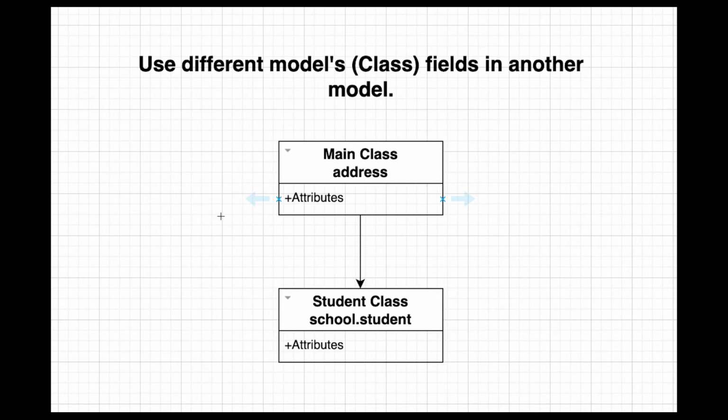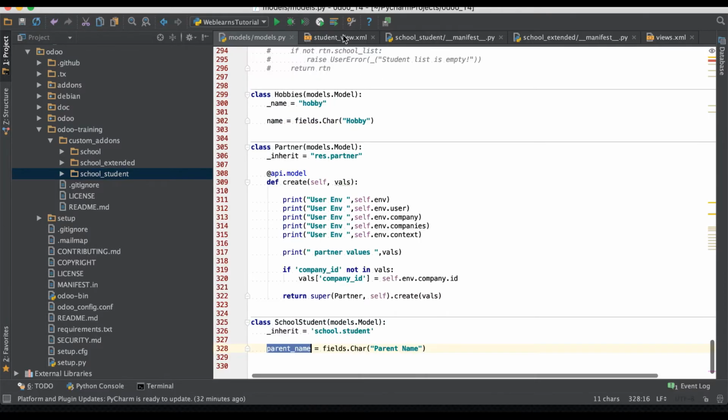One more thing: in the first step we extended the same model, but now we are extending a different model here. Here we are using the parent model's fields in the student profile. So let's see how to do it. Okay, first let me close all the extra files.